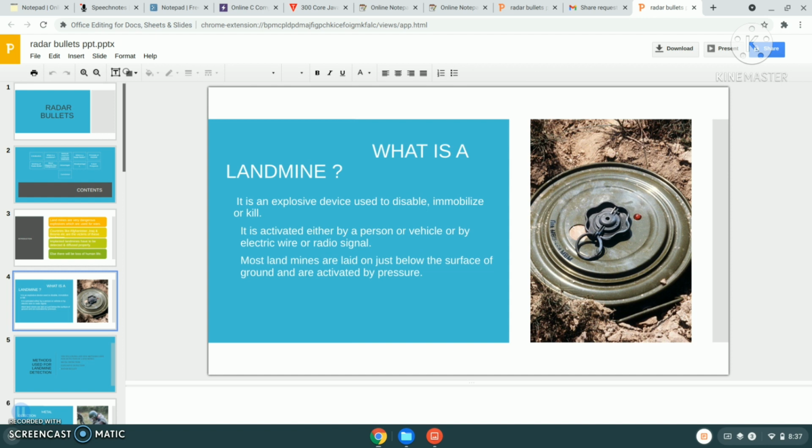What is a landmine? A landmine is an explosive device which is used to disable, immobilize or kill. It is activated either by a person, a vehicle, an electric wire or a radio signal. Most landmines are laid just below the surface of the ground and are activated by pressure. There are two types of landmines, anti-personnel and tank mines. Anti-personnel mines are activated by the force of a person, and tank mines are activated by the force of a vehicle.